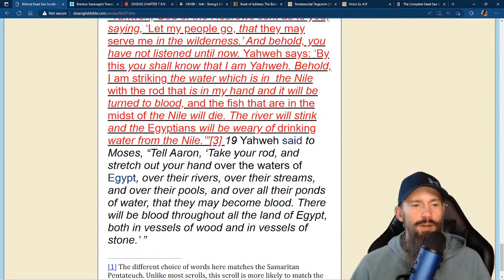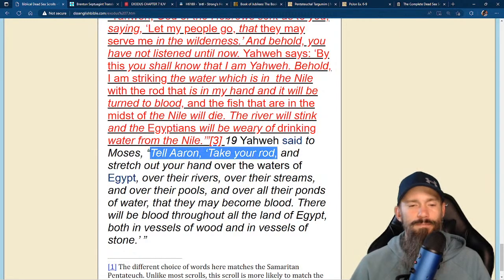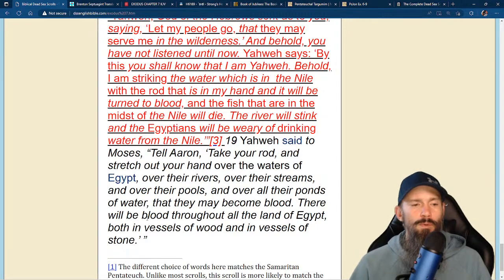Yahuwah said to Moses, tell Aaron, take your rod, stretch out your hand over the waters of Egypt, over the rivers, over their streams, and over their pools, and over their ponds of water, that they may become blood. So now he says, tell Aaron. That's odd. There will be blood throughout all the land of Egypt, both in vessels of wood and in vessels of stone.